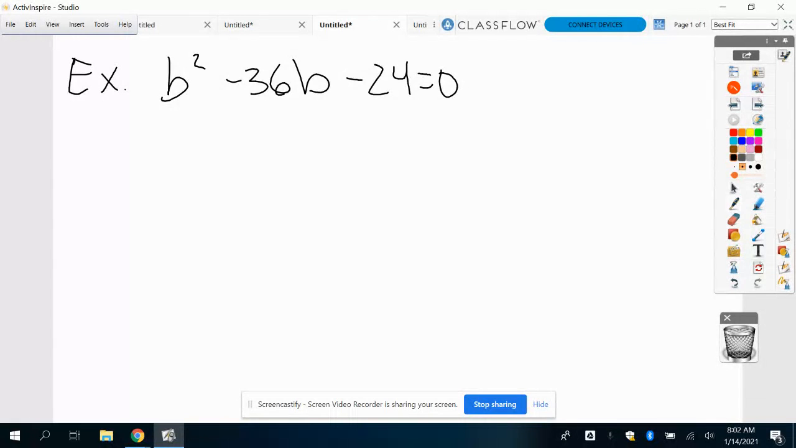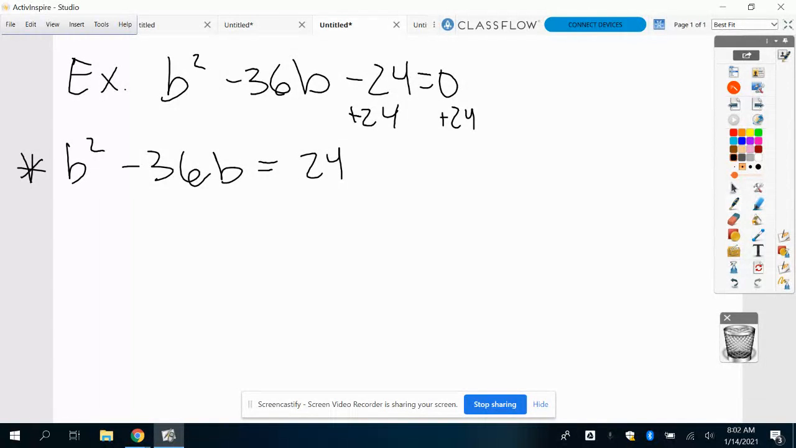Okay, hopefully you paused and tried this one on your own. So now you can check your work with me. The first thing that you should have done is add that 24 to both sides. We don't want that there. So we wanted to add the 24 to both sides, so you end up with b squared minus 36b equals 24. That's where you want your equation to start.